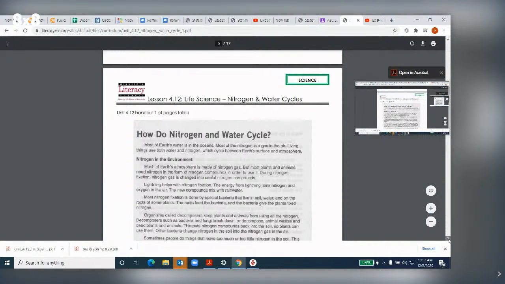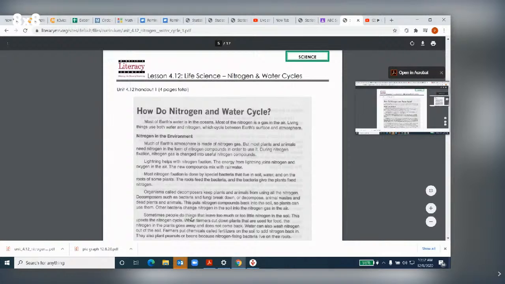And so sometimes people do things that leave too much or too little nitrogen in the soil. This upsets the nitrogen cycle. When farmers cut down plants that are used for food, the nitrogen in the plants goes away and does not come back. Water can also wash nitrogen out of the soil. Farmers put chemicals called fertilizer in the soil to add nitrogen back in. They also plant peanuts or beans because nitrogen-fixing bacteria live in their roots.